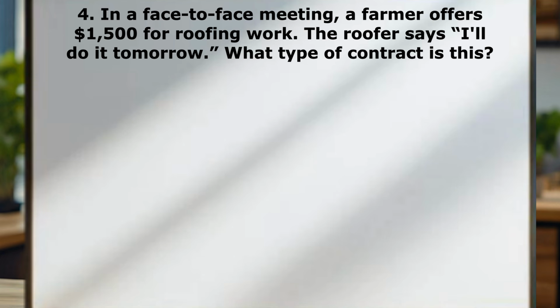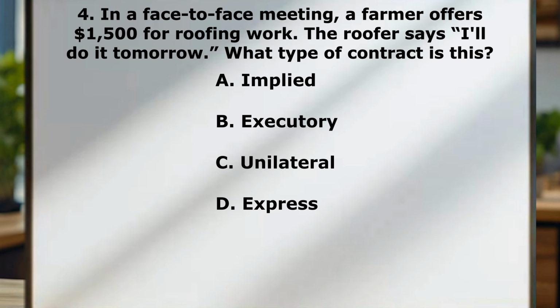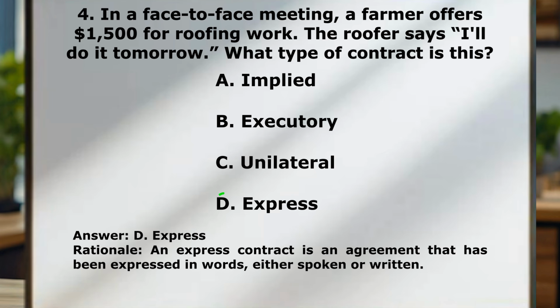Question number 4, in a face-to-face meeting, a farmer offers $1,500 for roofing work. The roofer says, I'll do it tomorrow. What type of contract is this? A, implied. B, executory. C, unilateral. D, express. Correct answer here is D, express. An express contract is an agreement that has been expressed in words, either spoken or written.